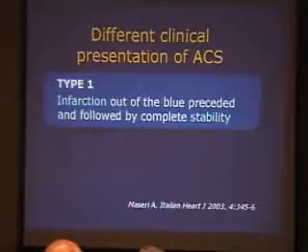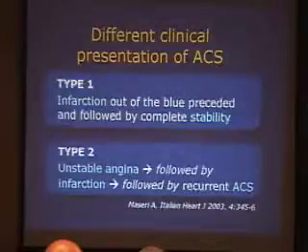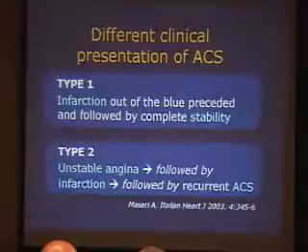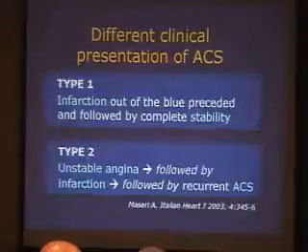At the other extreme end of the spectrum of presentations, you have this other patient, type 2. The patient has unstable angina, followed by infarction, and followed by recurrent acute coronary syndrome, post-infarction angina, new infarction. And you must have seen these patients. And you know unstable angina is defined as unstable if it happens up to 2 months before admission, and then can remain unstable for a few months later.